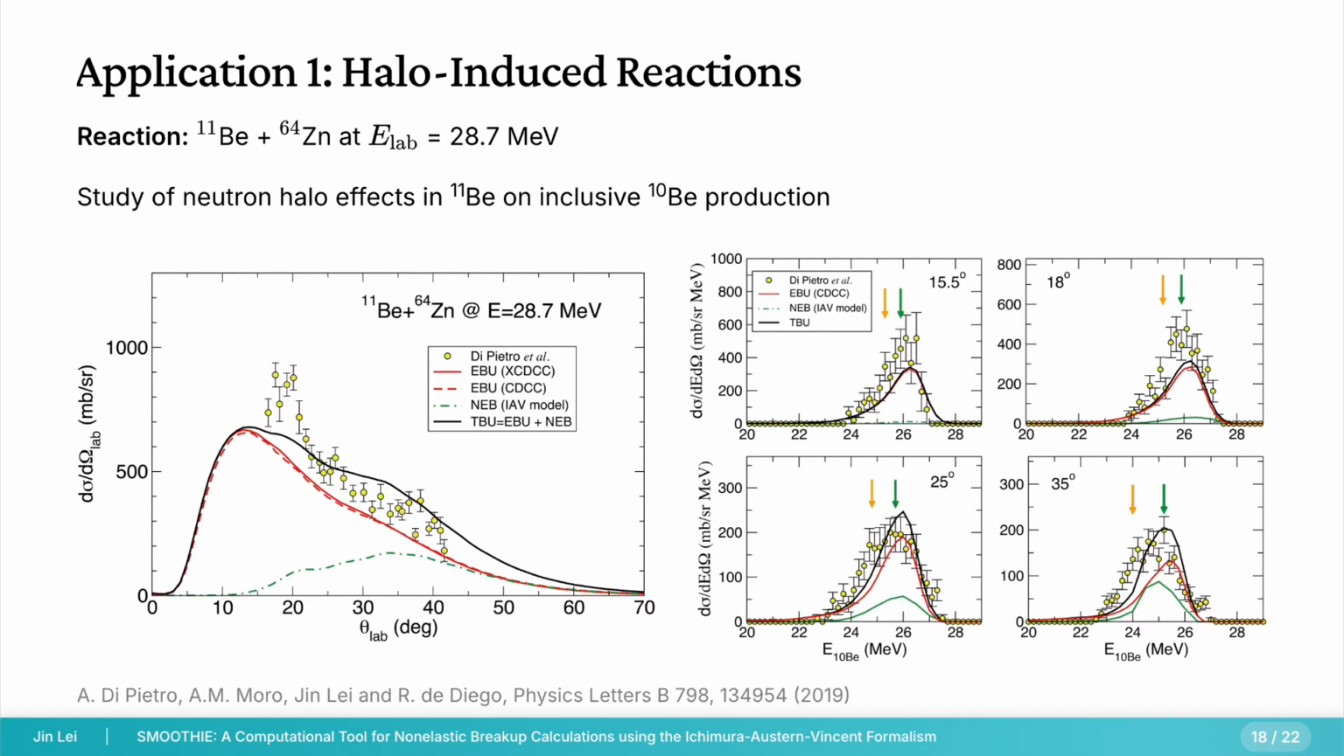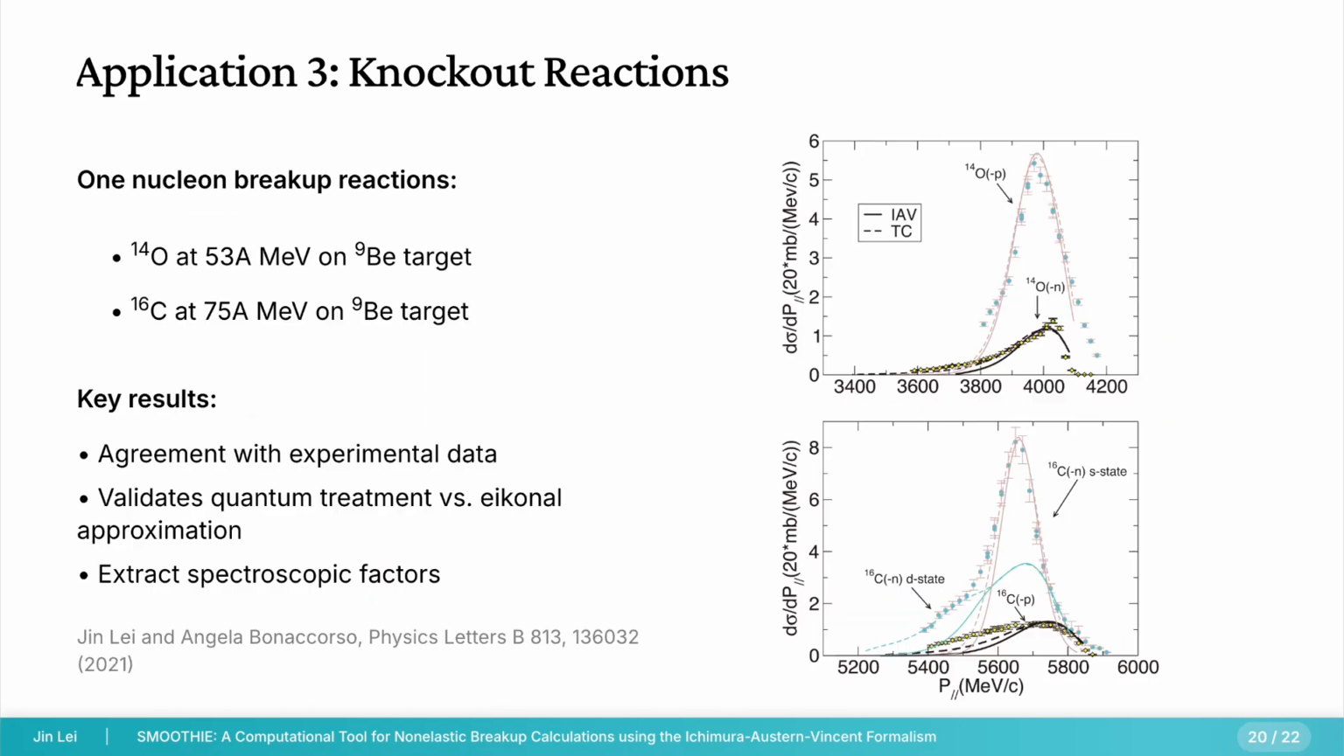With the code in place, we now showcase 3 applications. The first is halo-induced reactions: beryllium-11 on zinc-64 at 28.7 MeV. I use Smoothie to reproduce inclusive beryllium-10 production data, illustrating how halo structure influences breakup patterns. The slide displays the calculated versus experimental distributions from the Physics Letters B article.